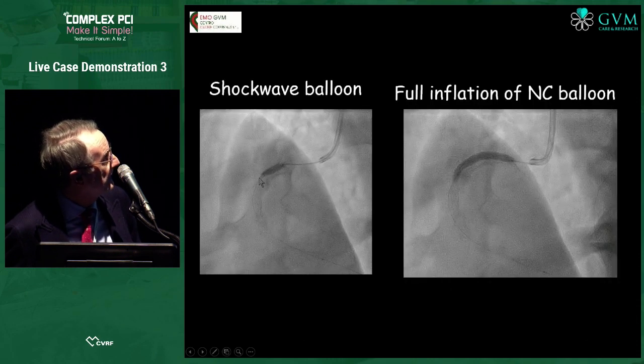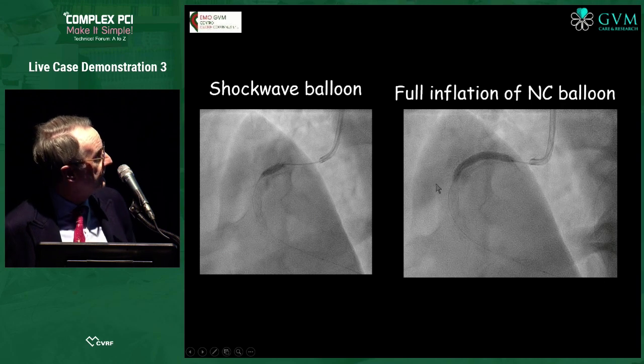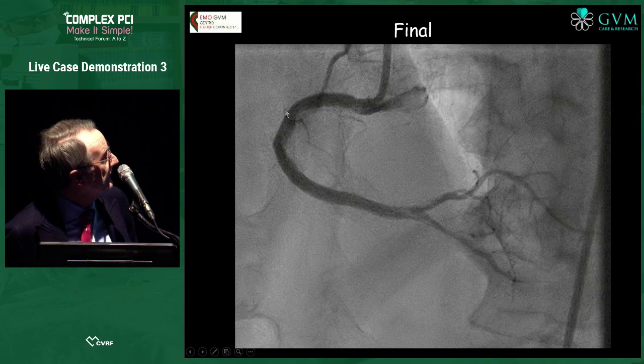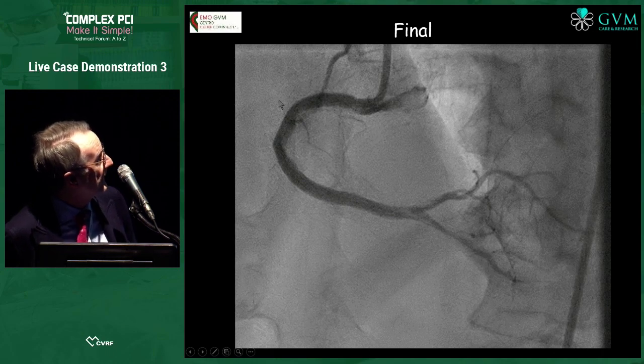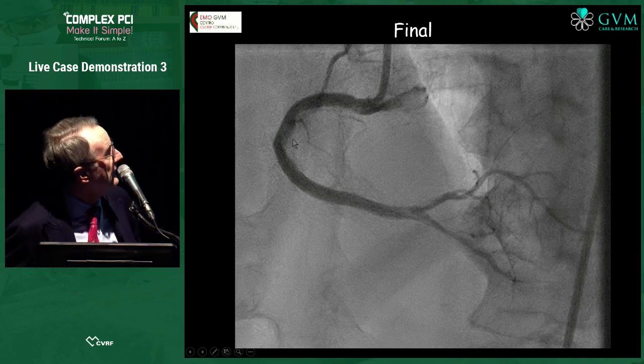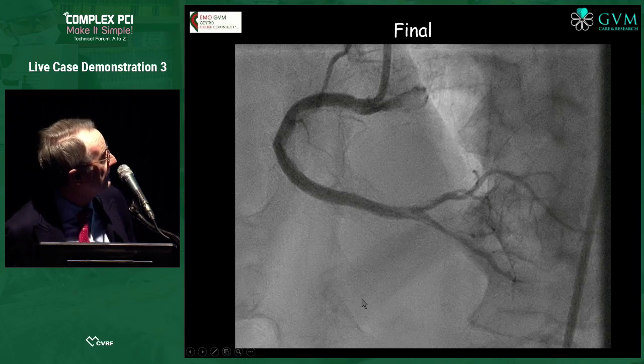And then another application of the shockwave, subintimal, breaking the calcium and making a full inflation of the balloon without going to very, very high pressure. Like 15 atmospheres was sufficient. And this is the final result. All stented from here to here was all subintimal and back into the lumen at the cracks. But if you can expand the calcium without very high pressure, you make the procedure safer, because otherwise you may break the vessel completely.